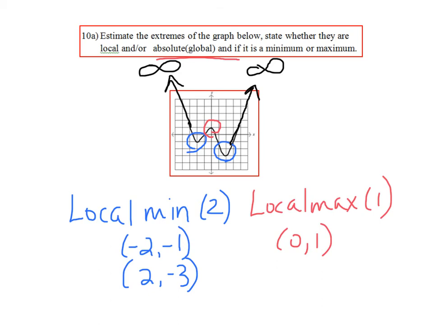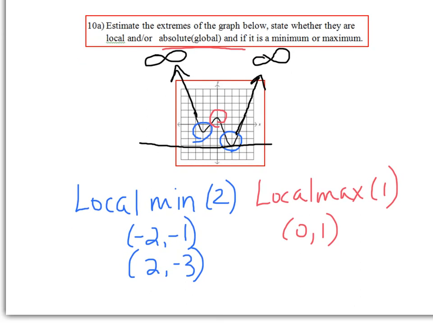But if I look at the bottom of my graph, I see that it crosses down here and that there is no other lower part on my graph. So that is the absolute minimum of my graph. So I do have one absolute.